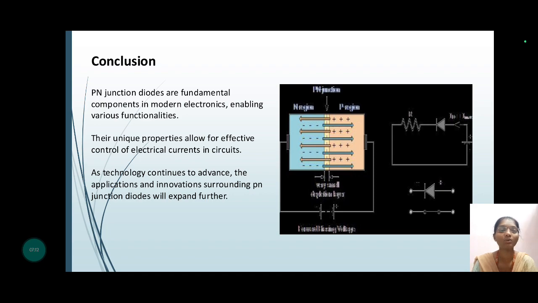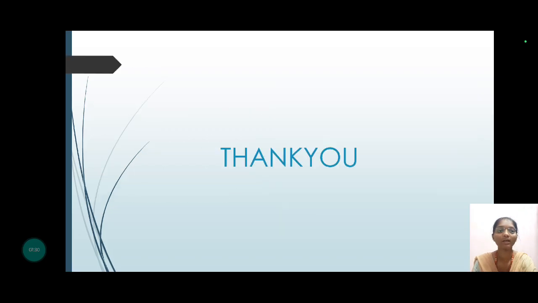Conclusion. PN junction diodes are fundamental components in modern electronics, enabling various functionalities. Their unique properties allow the effective control of electrical currents in circuits. As technology continues to advance, the applications and innovations surrounding the PN junction diode will expand further.